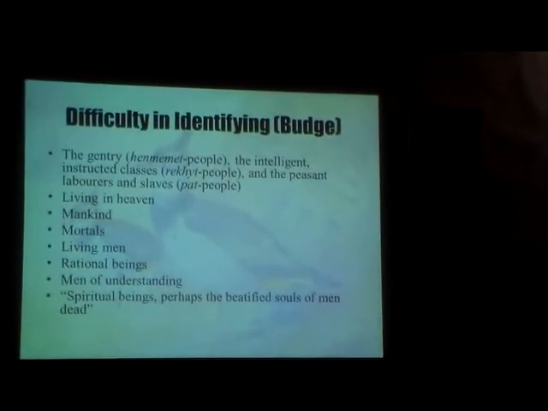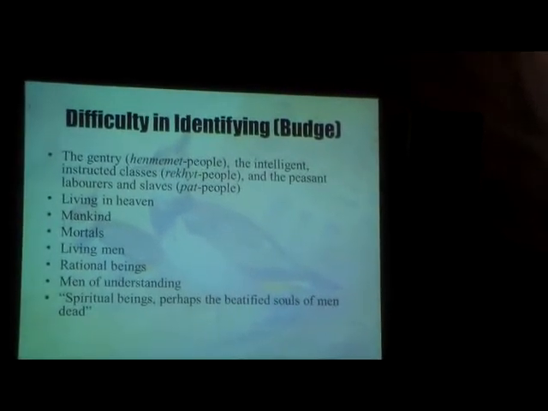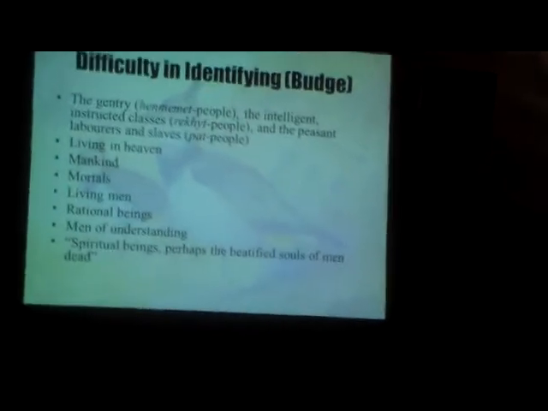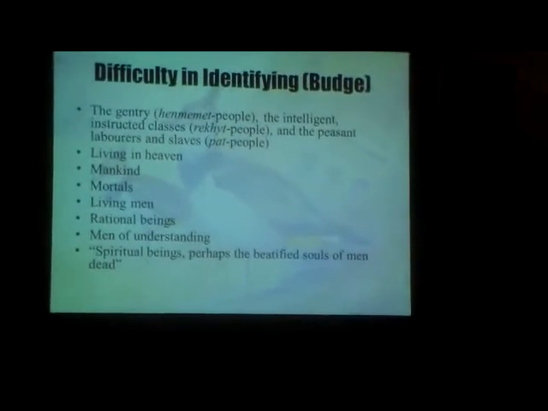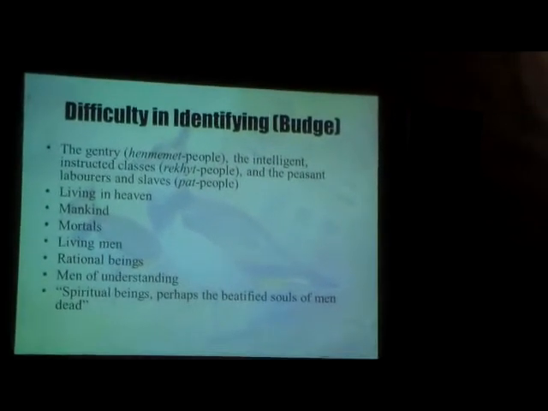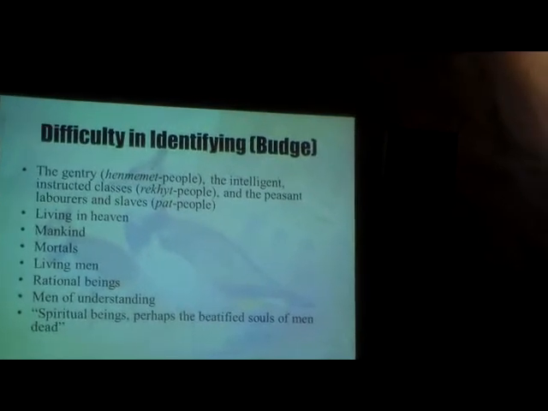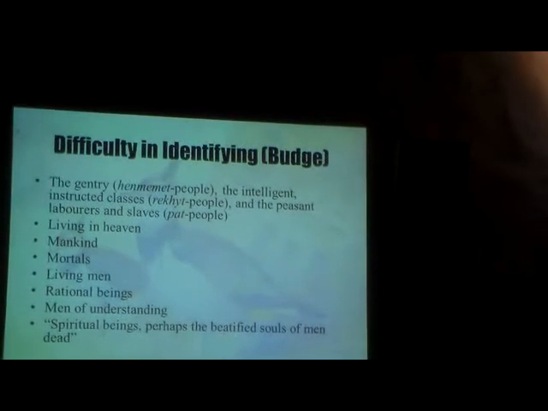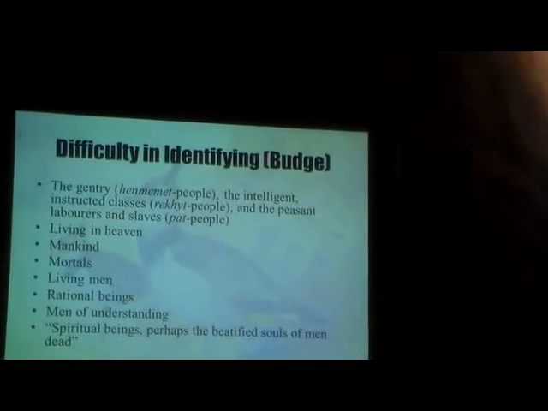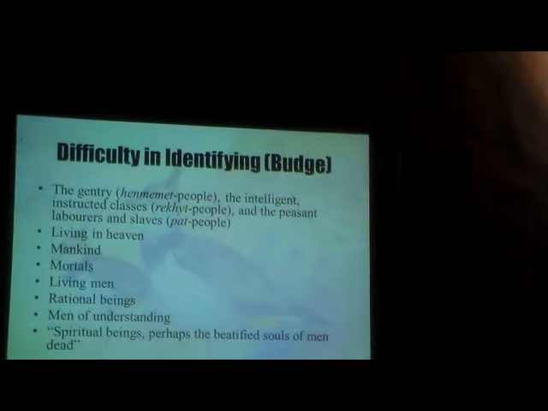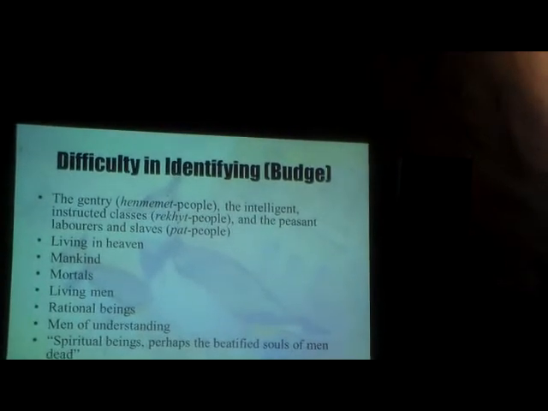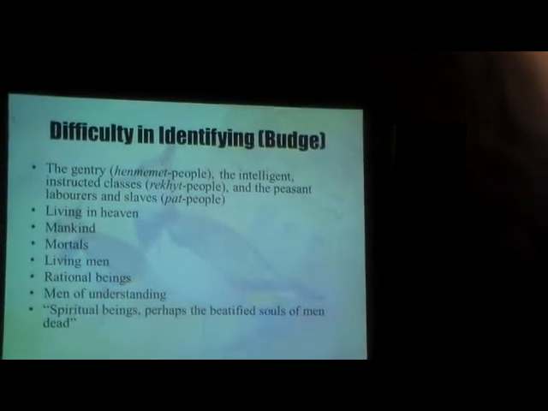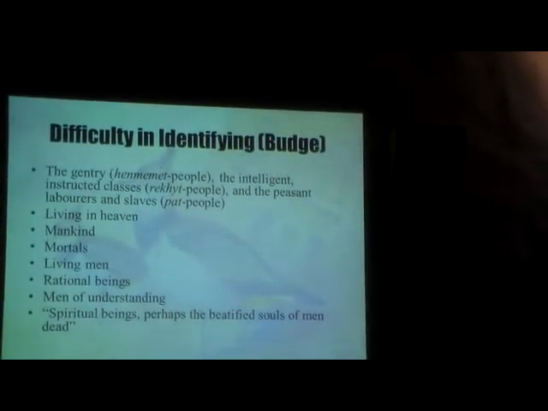And the term rekhyt is very difficult to really understand or translate. And perhaps more so you can really see this with Budge. We all know that Budge wrote many books on ancient Egypt. And in his books, he describes the rekhyt people as different groups. The gentry, people who are living in heaven, mankind, mortals, living beings, rational beings, men of understanding, spiritual beings. So you can see he had difficulty with the term. He couldn't decide what to call them.